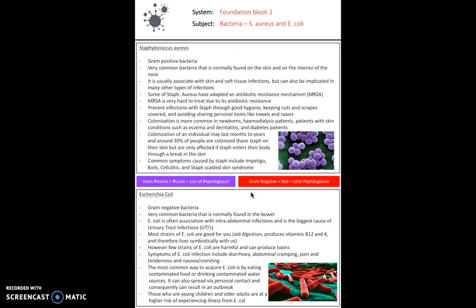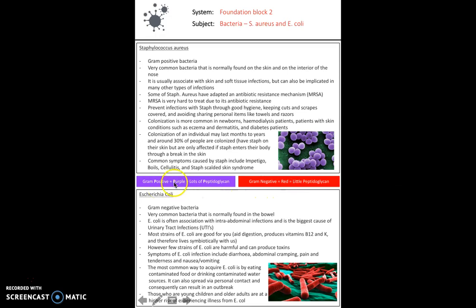Now there are lots of bacteria that can cause disease in humans, but one way to differentiate them is by doing a gram stain test. This will allow you to differentiate between a gram-positive and a gram-negative organism: gram-positive organisms will stain purple and gram-negative organisms will stain red.